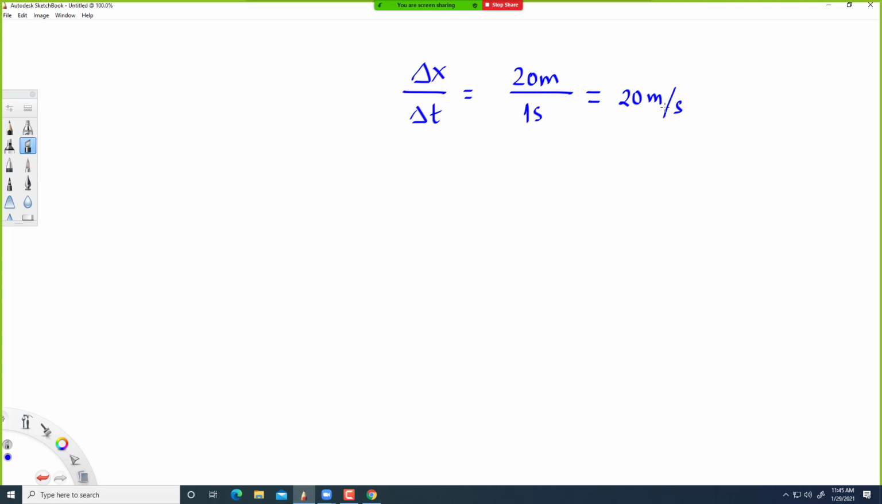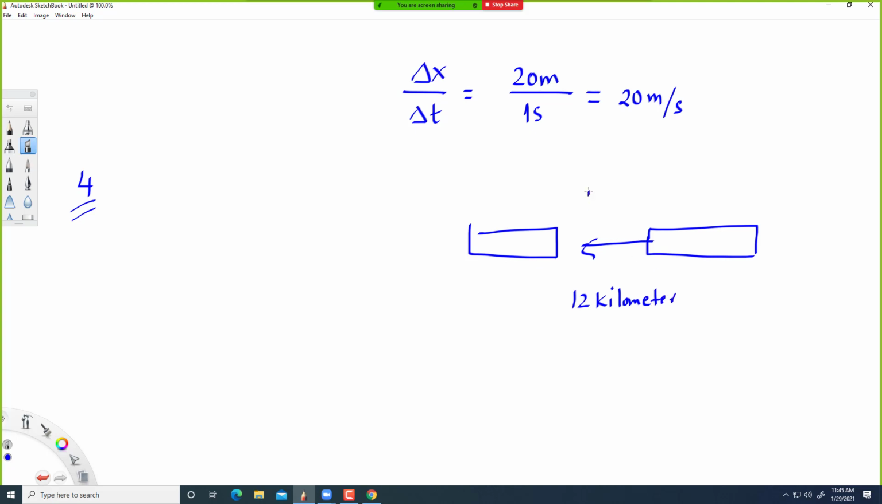Okay, let's look at number 4. A train is moving due west at a constant speed. A passenger notes that it takes 10 minutes to travel 12 kilometers. So to travel 12 kilometers, it takes 10 minutes. How long will it take the train to travel 60 kilometers?